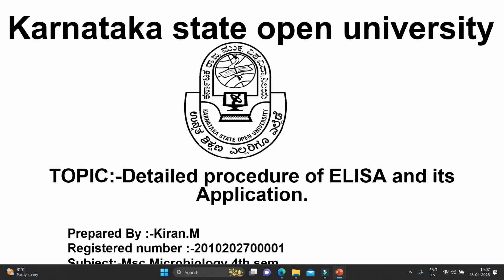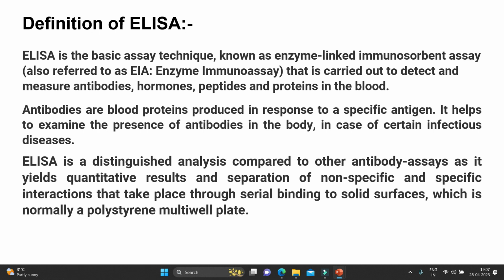Okay. Good evening, everyone. Today I'm discussing the detailed procedure of ELISA and its application. Next slide. ELISA is a basic assay technique known as an enzyme-linked immunosorbent assay, which is also known as enzyme immunoassay, that is carried out to detect and measure antibodies, hormones, peptides, and proteins in the blood. Next slide, sir.